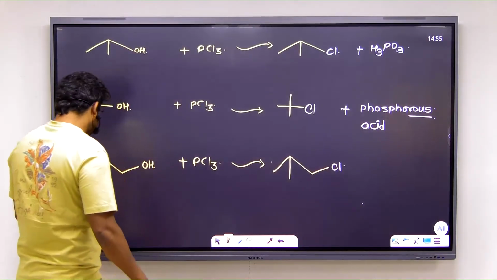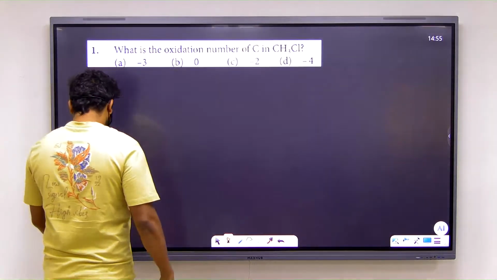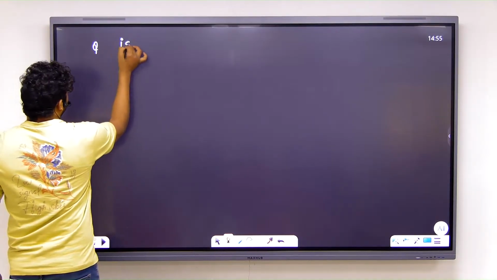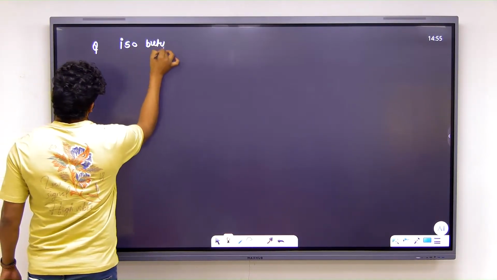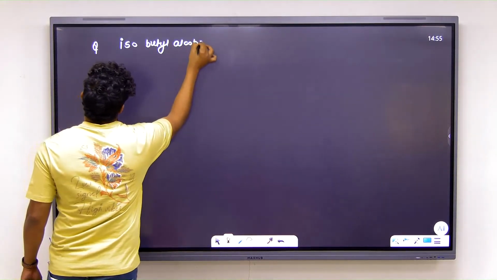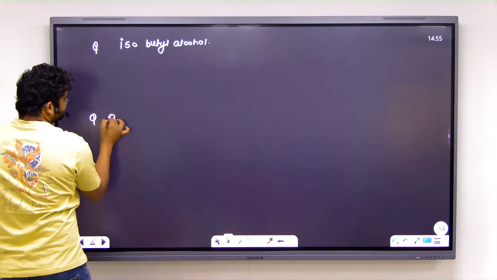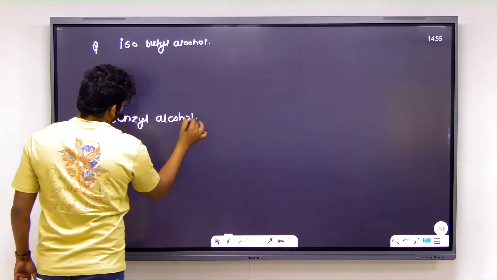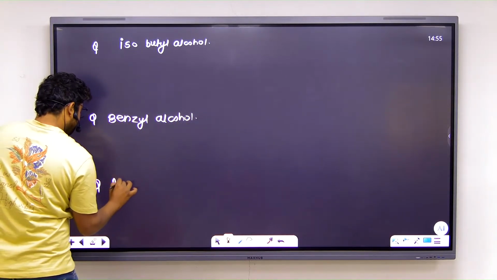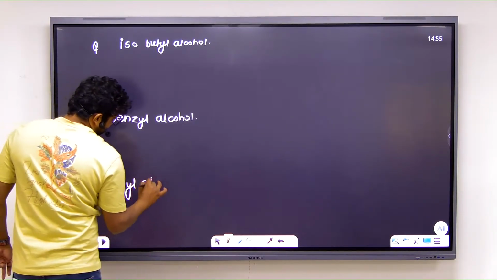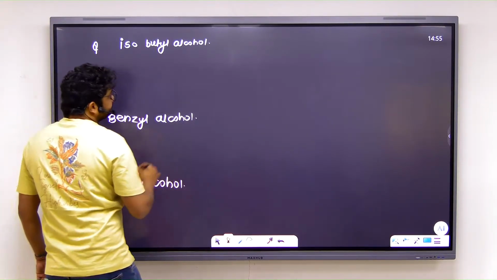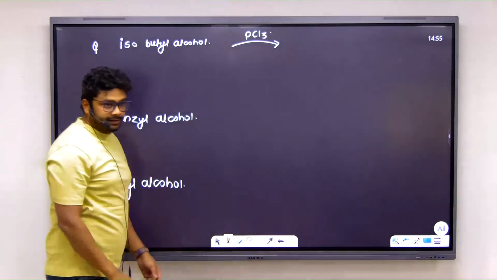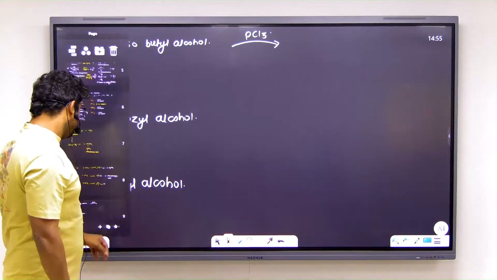Okay, let us try to understand. You can do a number of examples here at home: isobutyl alcohol, benzyl alcohol, allyl alcohol, in presence of the same reagent called what? PCl3.